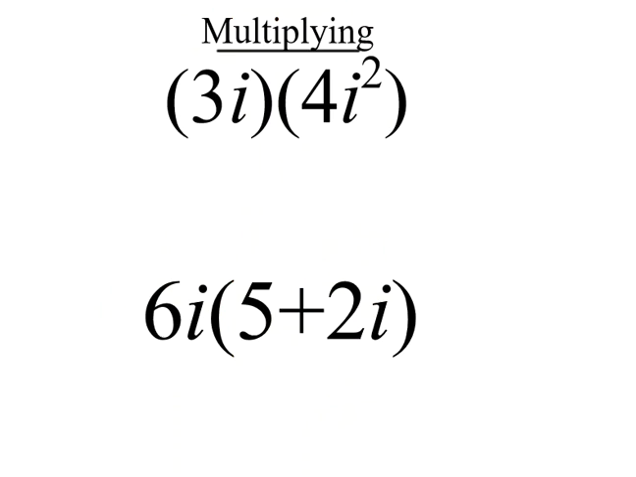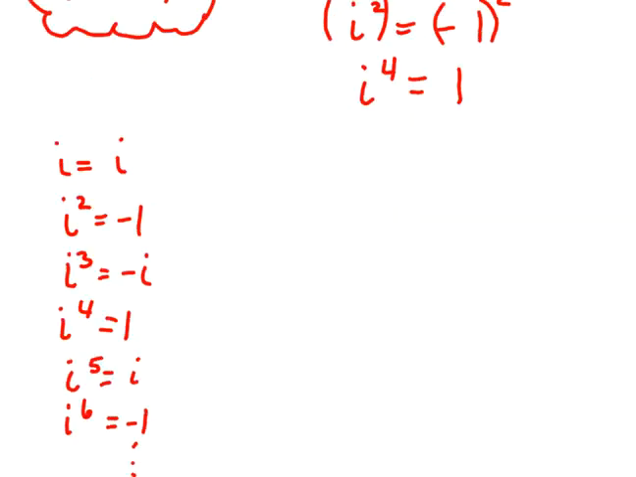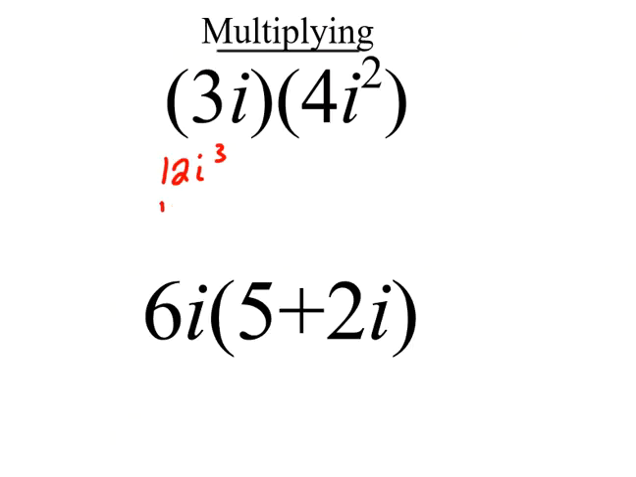We can also multiply. So when I multiply, I've got 3i times 4i squared. Well, that's going to be 12i cubed. But wait, there's more. If I go back to this list that we had earlier, i cubed is the same as negative i right here. So when I go to the next step, I'm going to have 12 times negative i. And that's the same as negative 12i.